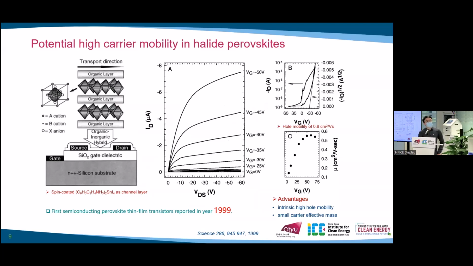As for perovskite nanostructure, actually back in 1999, the first perovskite thin film transistor was reported. It had a hole mobility of about 0.6 centimeter square per volt per second. And this work showed the potential high mobility in halide perovskite, which is mainly because of the very small carrier effective mass.